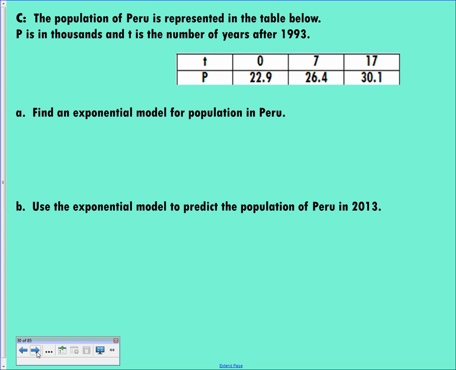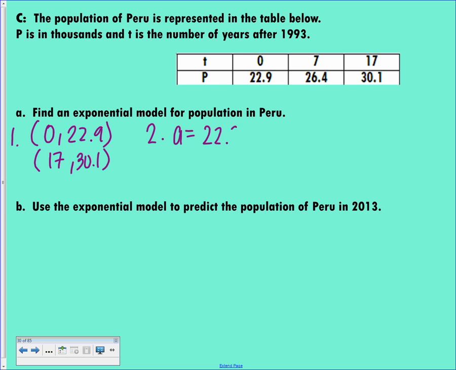And one more. Example C, the population of Peru is represented by this table. Find an exponential model. Okay, well this one we don't have a lot of choices here for our ordered pairs, so I have to pick 0, 22.9. Okay, that's a must. And then I usually suggest one that's not right next to it, so the only other choice here is 17 and 30.1. Okay, so 17 is my x value, and my A value, which is how much I start with, is 22.9.